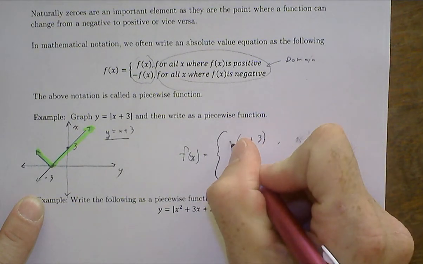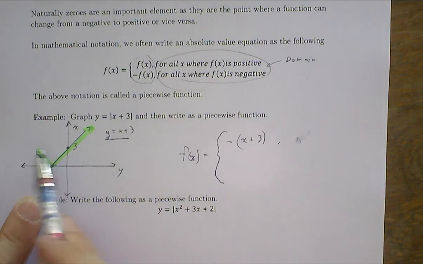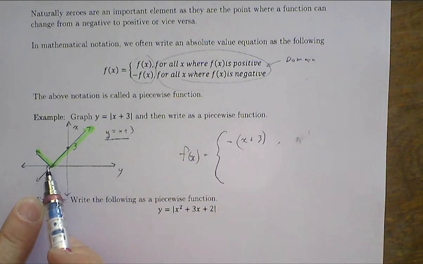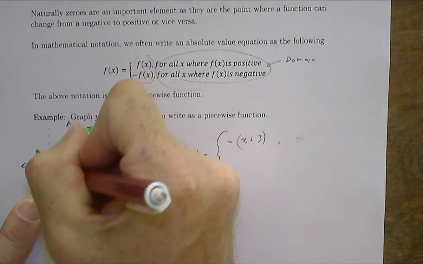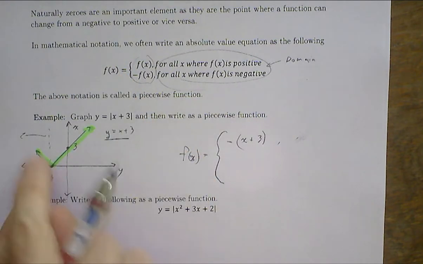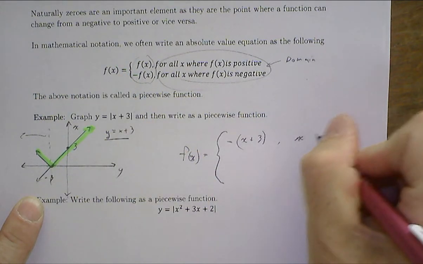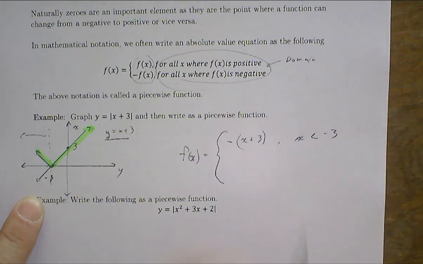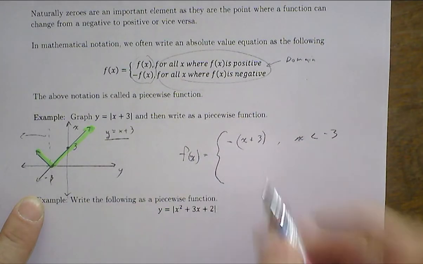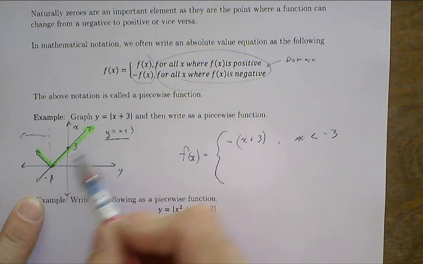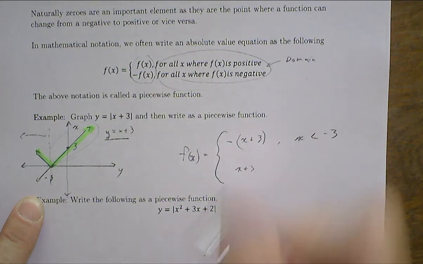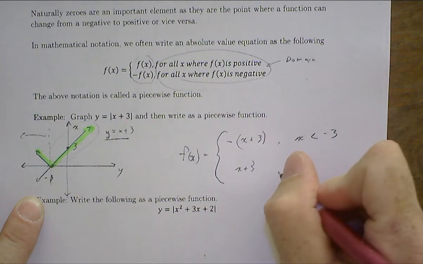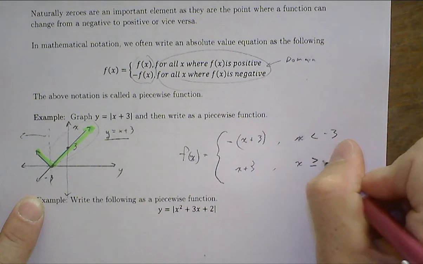But my graph was reflected only in this portion here. And what domain is a good descriptor of this part? It is where x is less than -3. Now, what is the descriptor of this part of the function? The descriptor of this part of the function is x plus 3. That's the graph, where x is greater than or equal to -3.